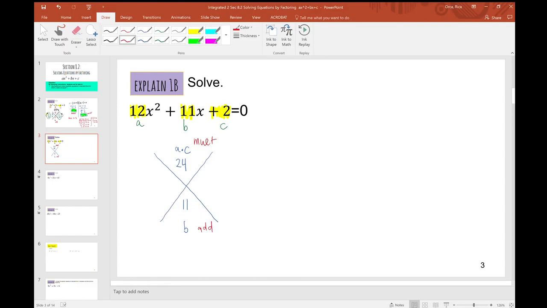Great. So the two numbers that will multiply to 24, but will add up to 11 are 8 and 3. 8 times 3 is 24, and 8 plus 3 is 11. Now let's take those numbers and divide by A. So you might be wondering, Mrs. Orca, once we have these numbers, are we always going to divide by A? And the answer is yes, always divide by A. A in this case is 12.